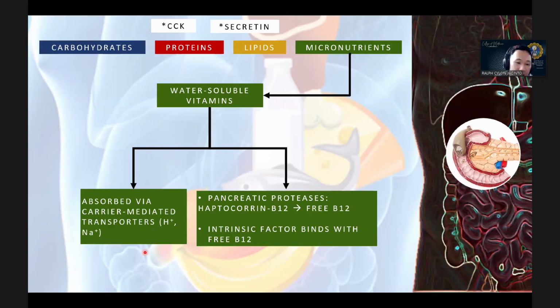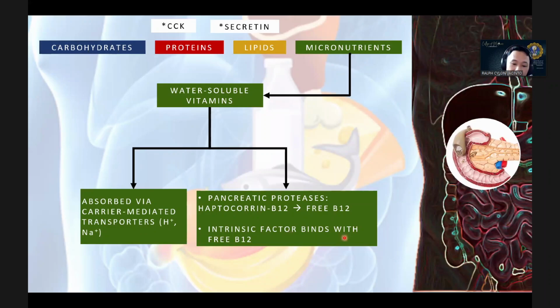So remember vitamin B12, 'di ba? In the stomach, you have your haptocorrin-B12 complex. Now, once this haptocorrin-B12 complex reaches the duodenum, the pancreatic proteases will hydrolyze the bond between them, freeing up your B12. Now, at this point, B12 will now bind with your intrinsic factor.